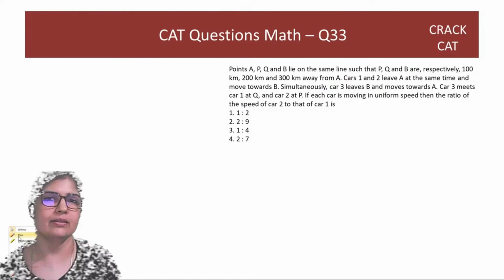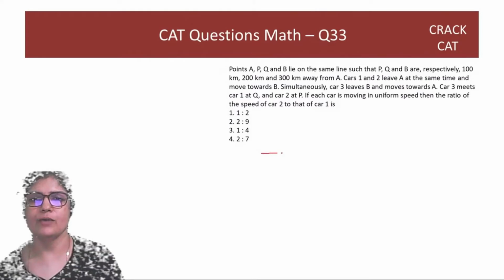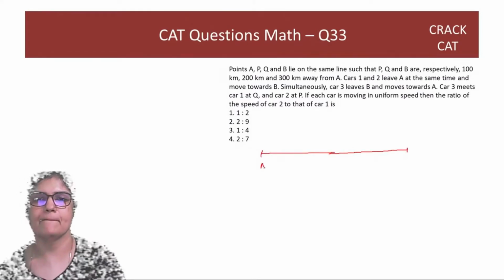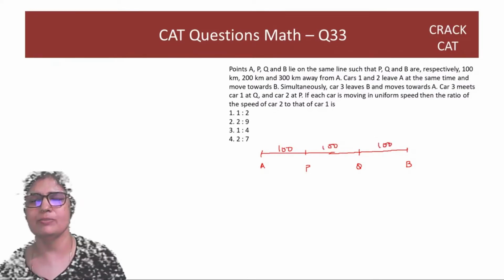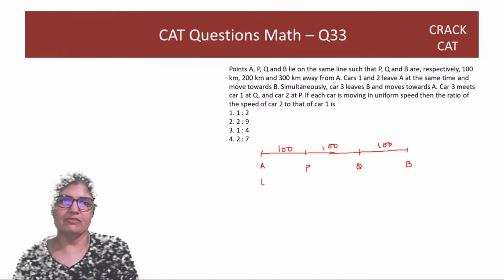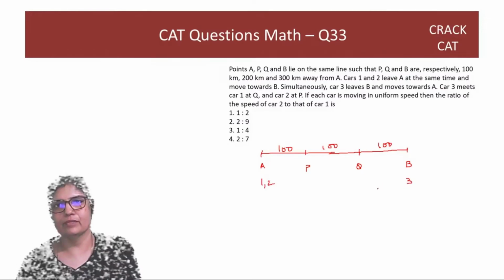Points A, P, Q and B lie on the same line such that, so you have a straight line. So this is 100. This is another 100. So I can just put another 100 here. And all these are basically equidistant. Now they leave at the same time. Here 1 and 2 leave at the same time. From here 3 is leaving.